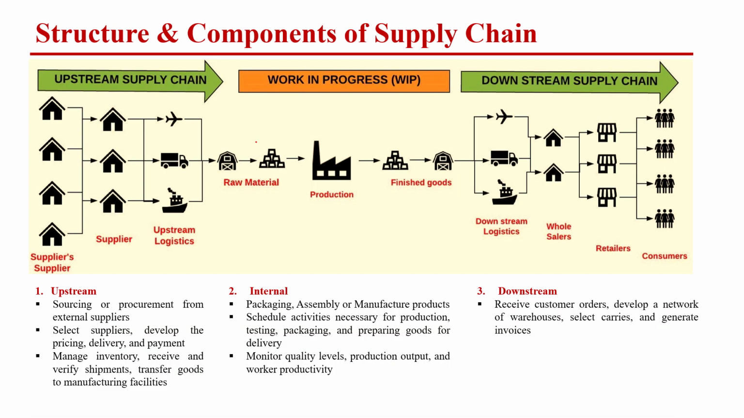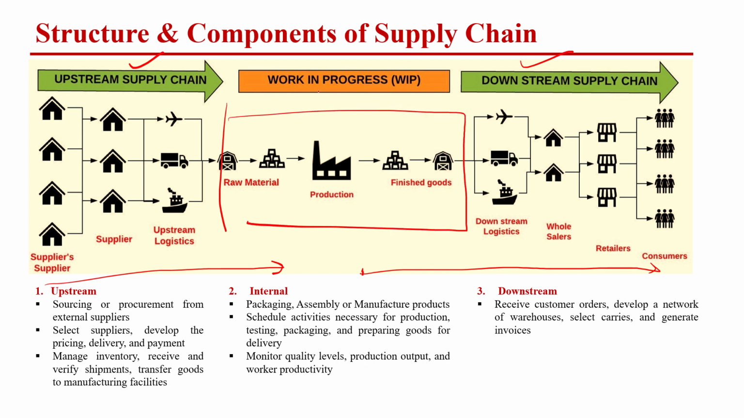If I talk about the structure and components of the supply chain, a supply chain can be divided into two main components. One is called the upstream supply chain, another is called the downstream supply chain. From supplier to the manufacturer, it's upstream. From the manufacturer to the customer, we have the downstream supply chain. And this is the manufacturing component, which I am calling work in process inventory.